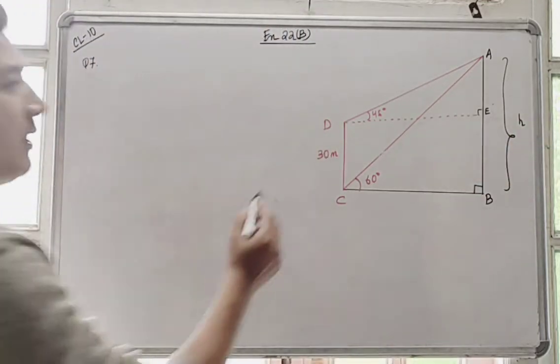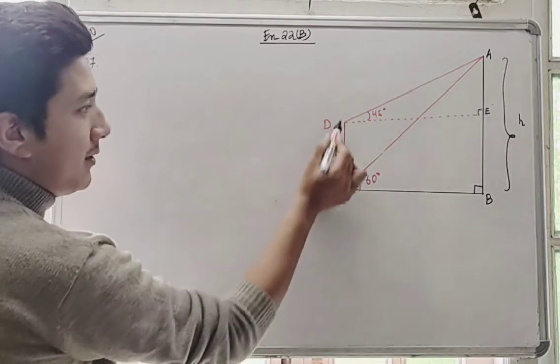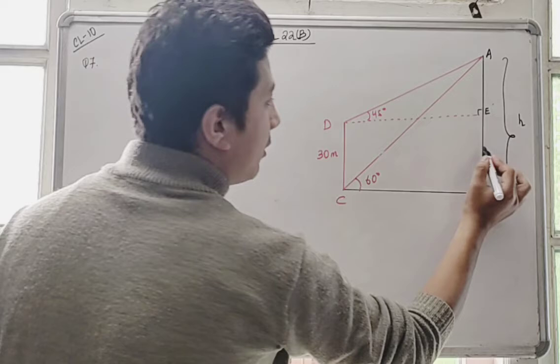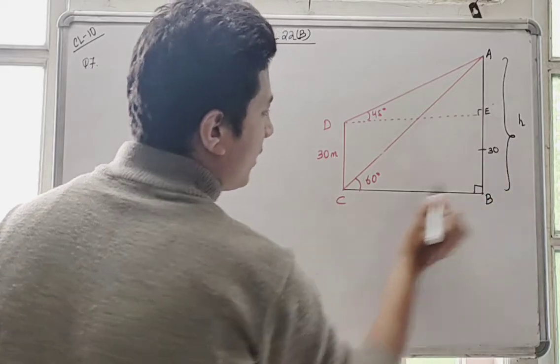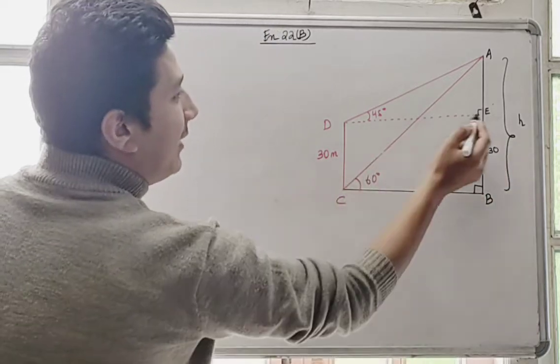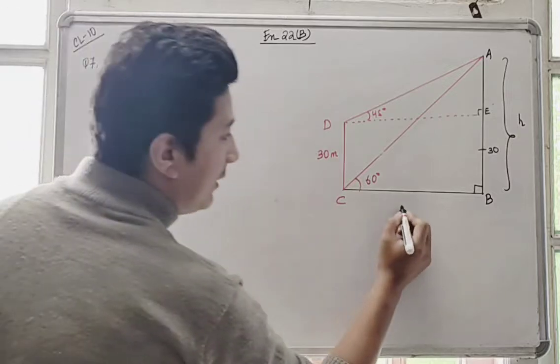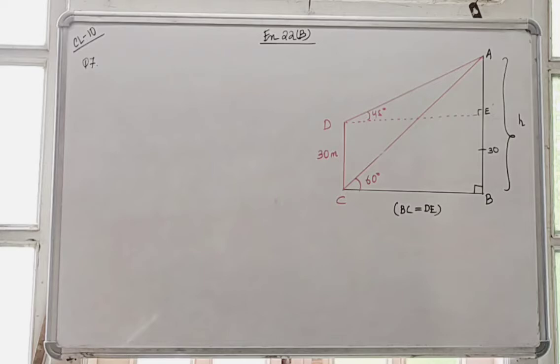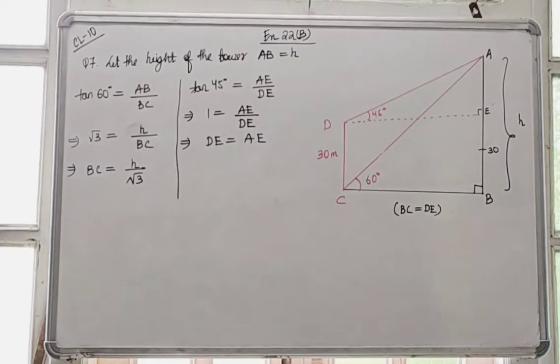Now look at this figure properly. If CD is 30 meter vertically upwards, then no doubt this is also 30. And we know BC and DE will be equal. BC is equal to DE. We will see this later. Now using these two right angle triangles, let us find it out. So till here, please pause the video. Alright boys, I hope you are clear with the figure.